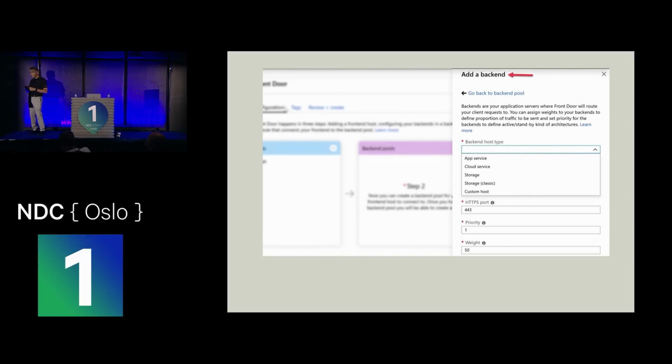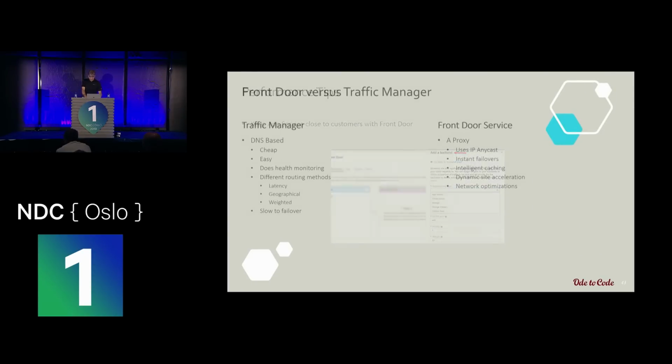One answer is Traffic Manager. Another answer is Azure Front Door Service. Azure Front Door Service, though, is a lot more sophisticated. It does some of the same routing and health checks and so forth, but let me go to the next slide that kind of compares the two. Like, which one would you choose?